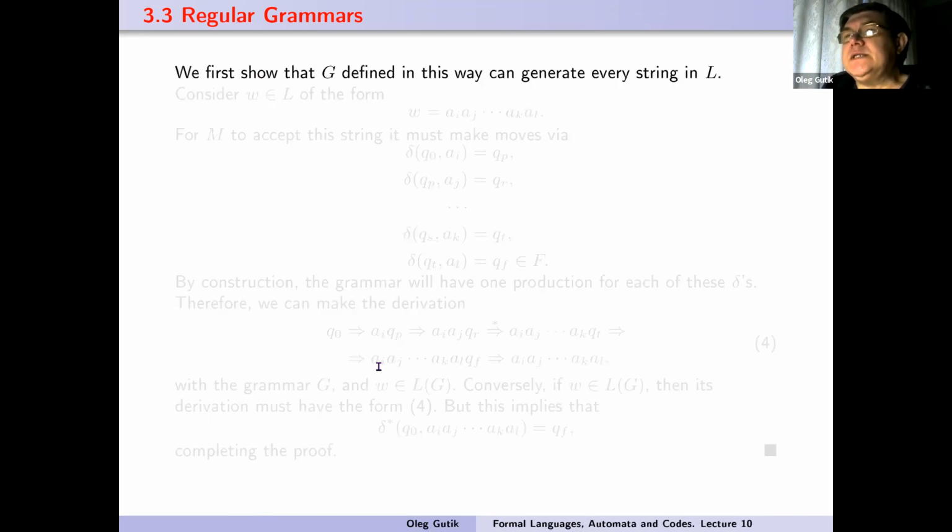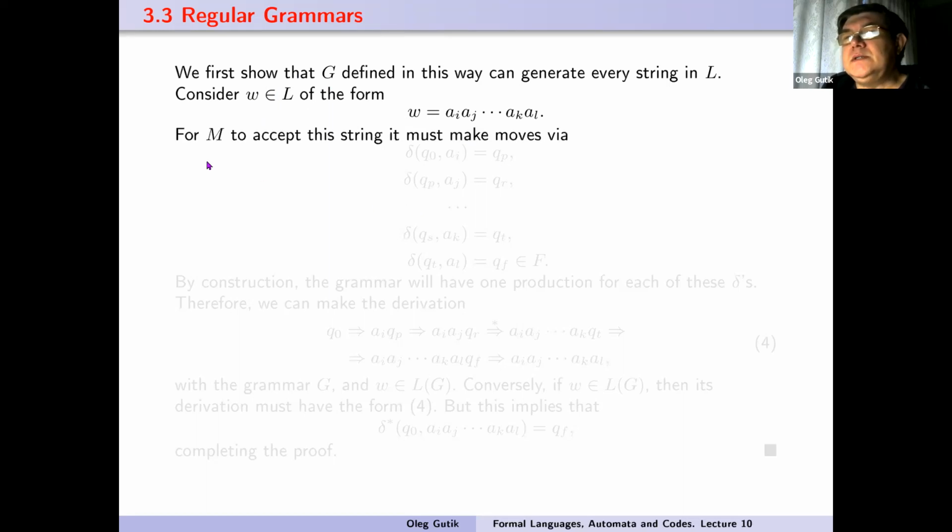We first show that the grammar G defined in this way can generate everything in the language L. Consider any word W from the language L of the form W = a_i a_j ... a_k a_l. For the automaton to accept this string, it must make moves via the following.